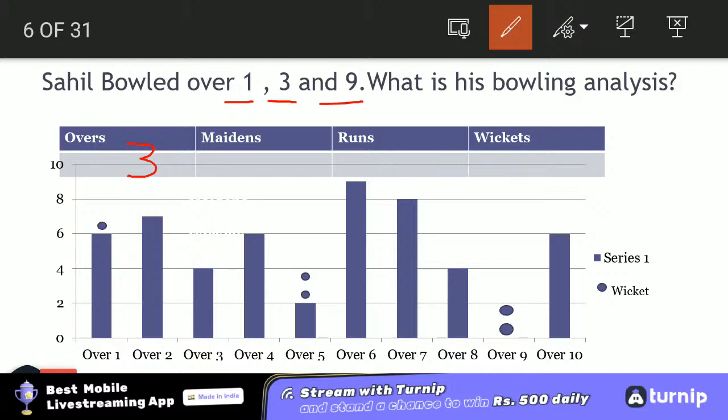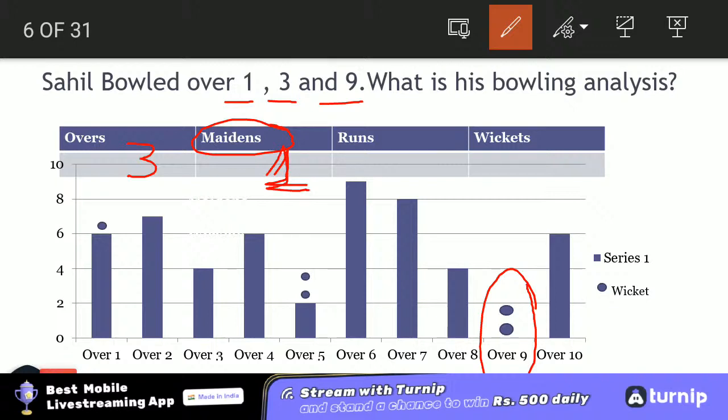What is his bowling analysis? We need to tell and we are telling it. What is his bowling analysis means maidens. Maidens means कितने ऐसे केस हैं जिस ओवर में कोई रन ही नहीं आया, तो वो एक ही केस है. आप देख सकते हैं ओवर 9 is the case in which there are no runs. तो मेडन्स किसे कहते हैं हम? जिस ओवर में कोई रन ना हो. तो कोई भी रन किस ओवर में नहीं है? ओवर 9th में नहीं है. तो ऐसे कितने ओवर हैं? एक ही ओवर है. So we need to write 1.